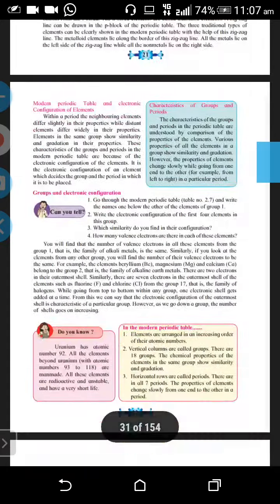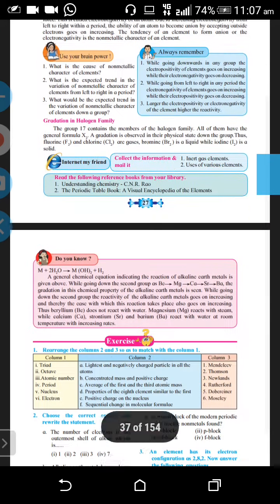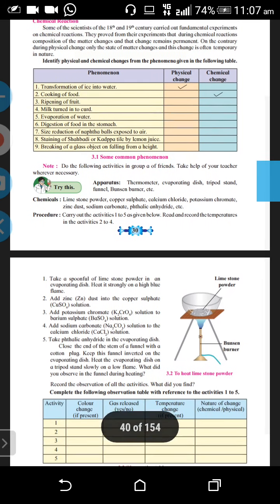Okay. So in the same way, many physical and chemical changes occur in our surroundings. When chemical changes occur, a chemical reaction takes place.